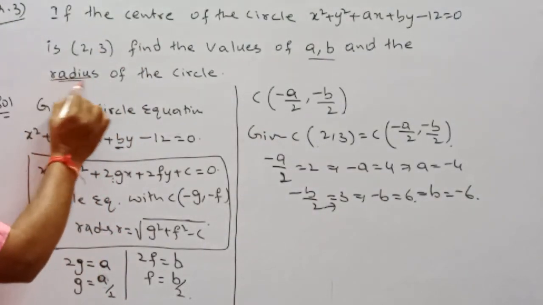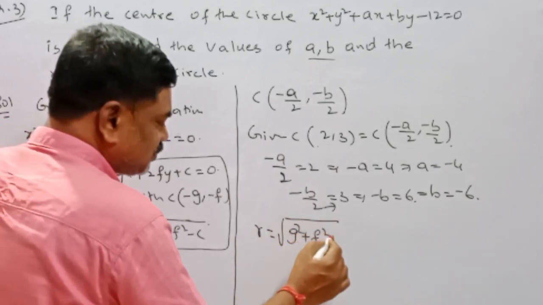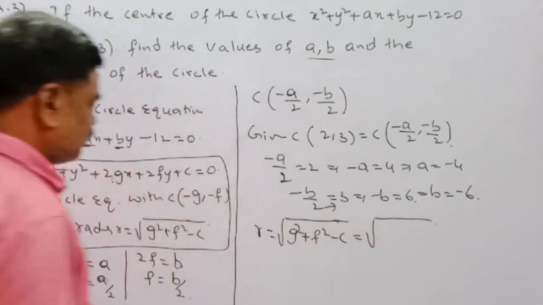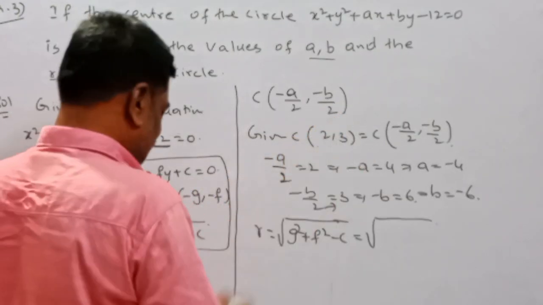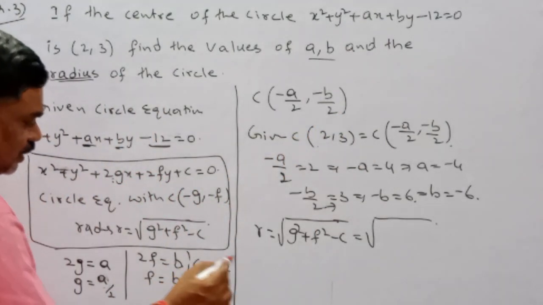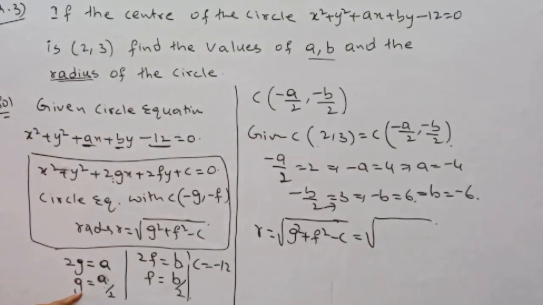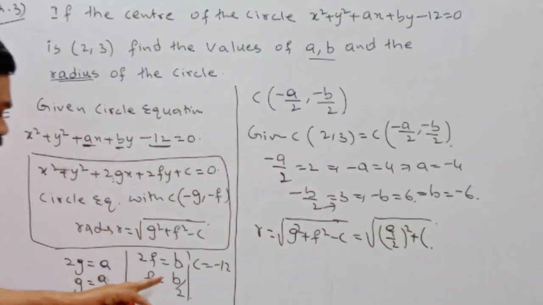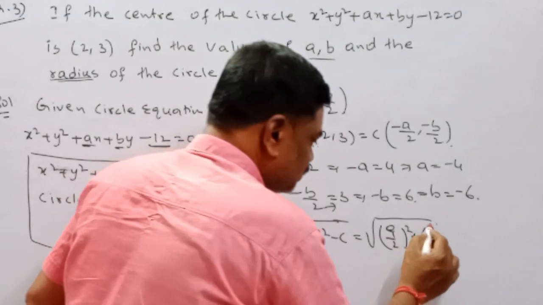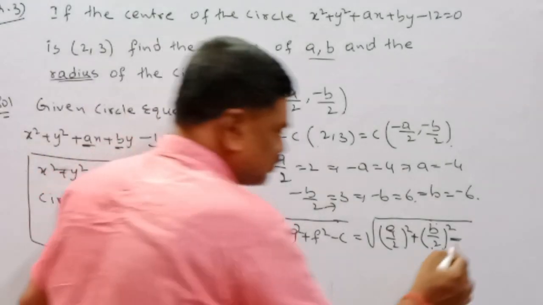Now we have to find the radius of the circle. R is equal to root over g square plus f square minus c. What is the constant? Constant c is equal to minus 12. Then g square, g is equal to a by 2, so here a by 2 whole square plus f is equal to b by 2, so b by 2 whole square minus c. What is c? Minus 12.